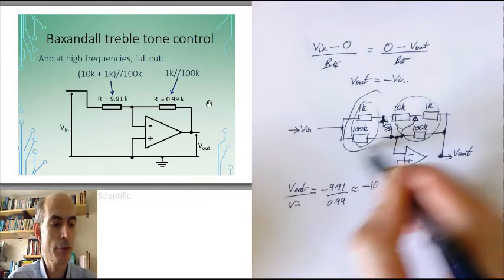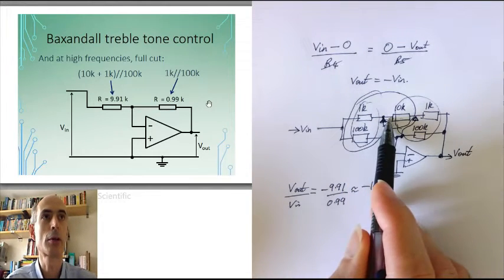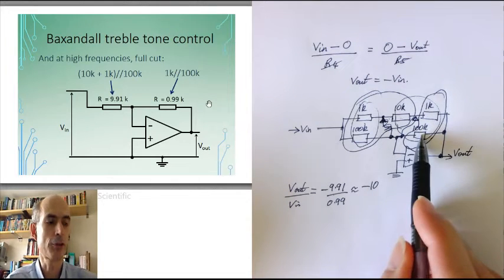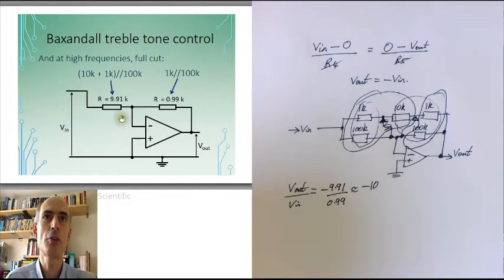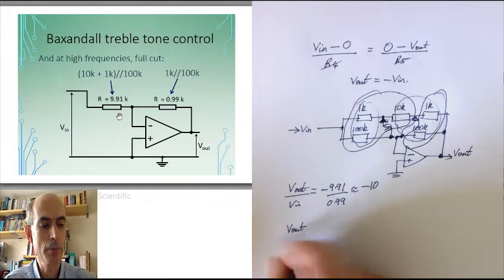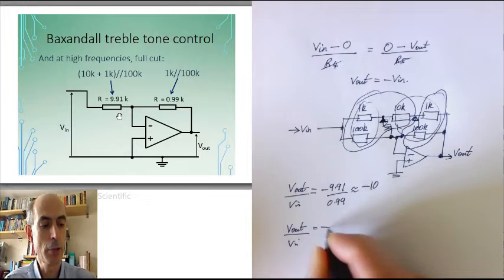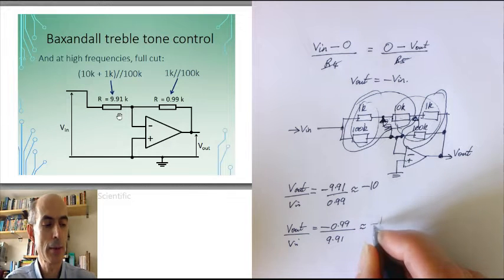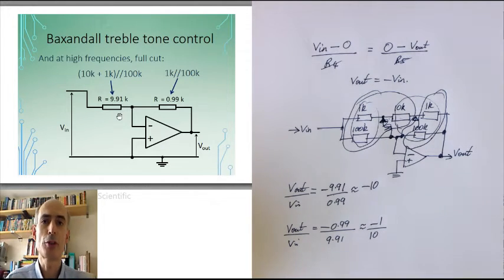So now we have this resistor network on the input side and this resistor network on the feedback side, and that produces this. And this is an inverting amplifier with a gain of minus 0.99 over 9.91, approximately 1/10, which comes out to be minus 20 dB.